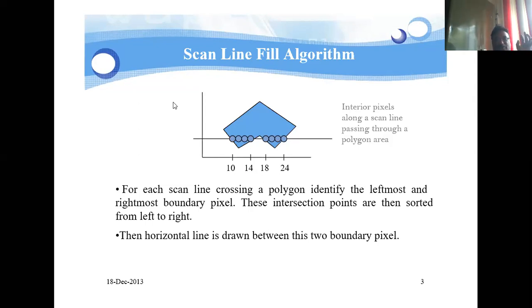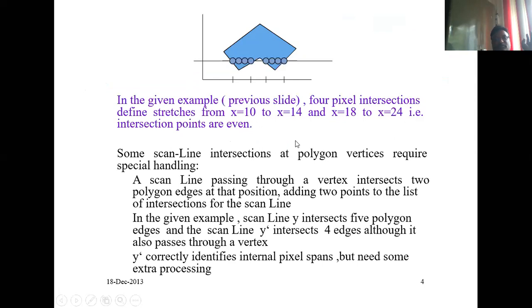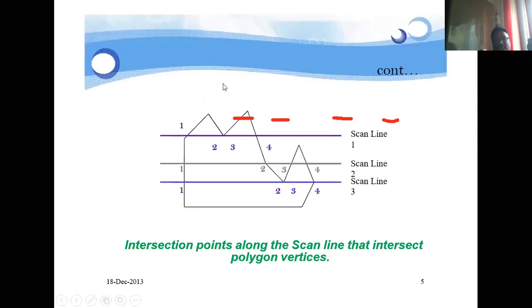So come to the next one. Now see, I have already shown you this in the previous slide. We have considered these intersection points: x10, x14, x18 and 24. That is going to intersect the edges. Now proceed to the diagram again so you can understand. This is the number of intersections as the scan line starts. Here I am calculating the intersection point.